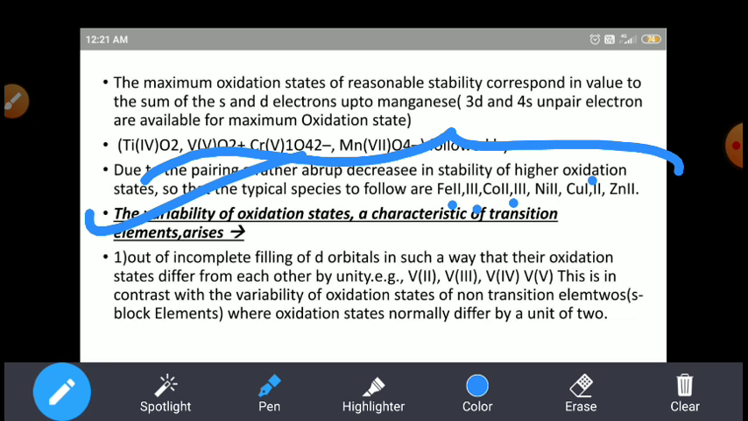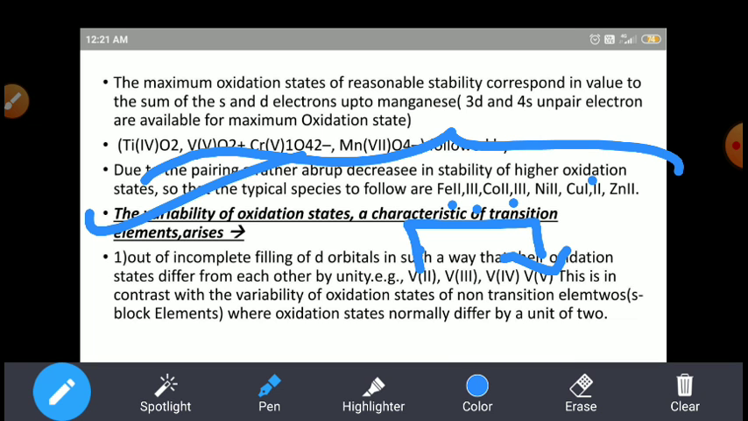The variability of oxidation state is a characteristic of the transition series. It arises from the incomplete filling of the d orbitals, in such a way that the oxidation states differ from each other by unity. Vanadium, here the V is vanadium, shows oxidation states from +2 to +5. This is in contrast with the variability of oxidation state of the non-transition elements.